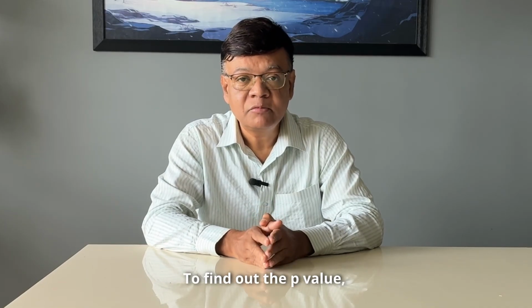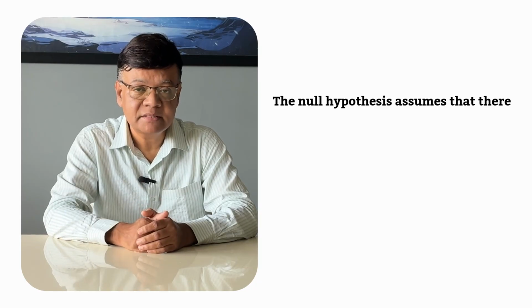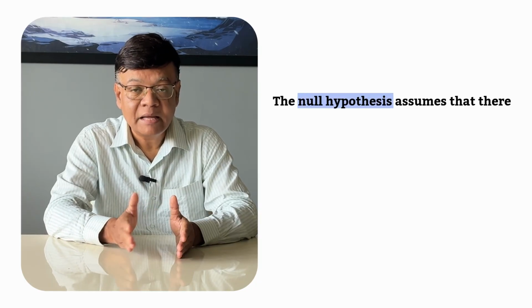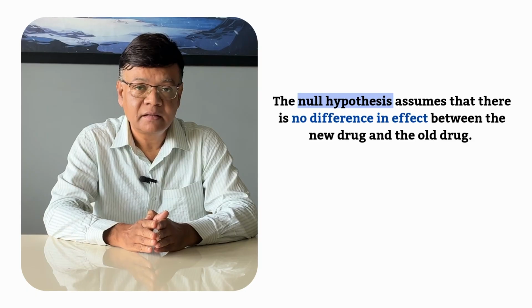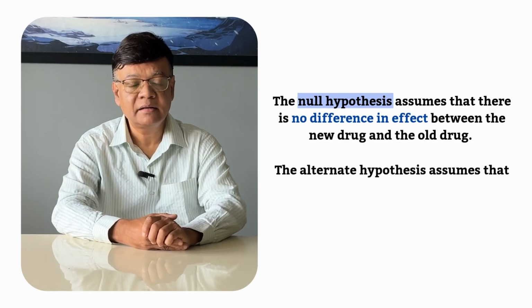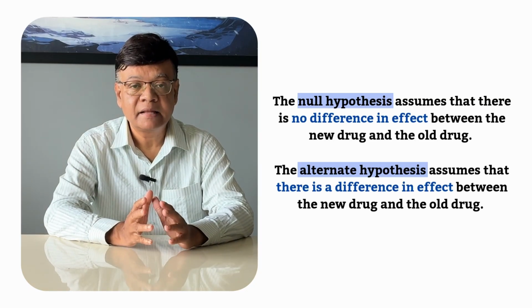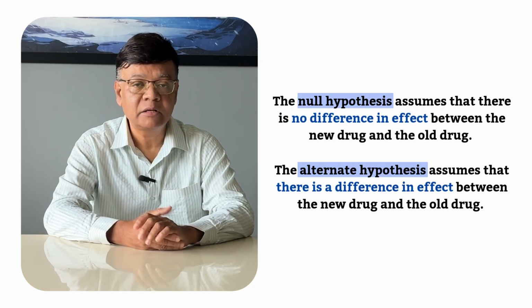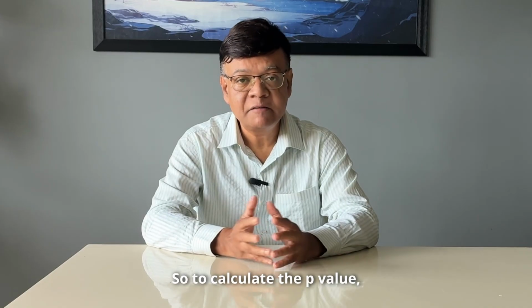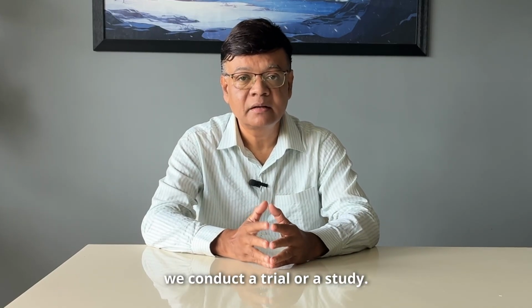To find out a p-value, we first have to formulate two hypotheses. The first hypothesis, known as the null hypothesis, assumes that there is no difference in the effect of the new drug and the old drug. And the other hypothesis, called the alternate hypothesis, assumes that there is a difference between the old and the new drug.